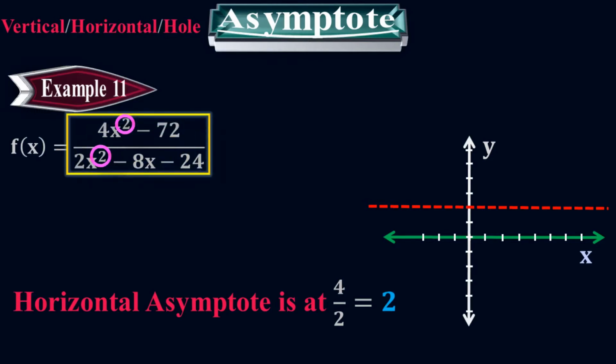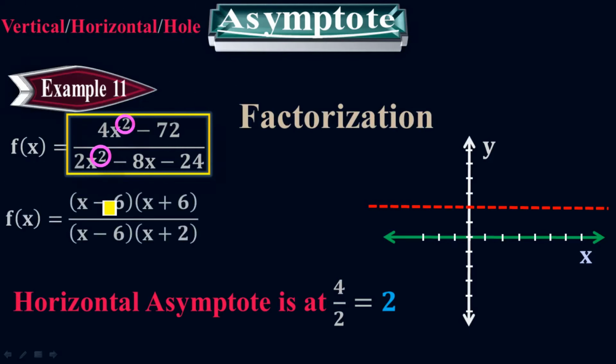Look at the function. Can I do factorization here? Yes, I can. The factorization gives (x minus 6)(x plus 6) over (x minus 6)(x plus 2). How did I do it? When you take 4 common, you are left with x squared minus 36. When you take 2 common, you are left with x squared minus 4x minus 12. And when you divide 4 by 2, you are left with 2 here.